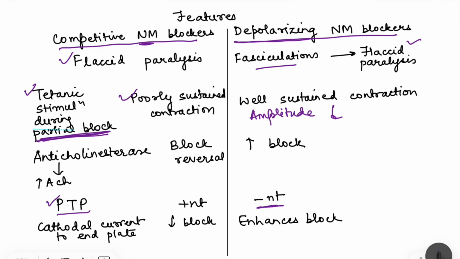Now, why are we talking about this? How is it helpful for us? Well, this tetanic stimulation during partial block is used to assess the effectiveness of the block. Okay, so there is a protocol known as the train of 4 protocol. In this, 4 stimuli are given repeatedly and we see how the response is.